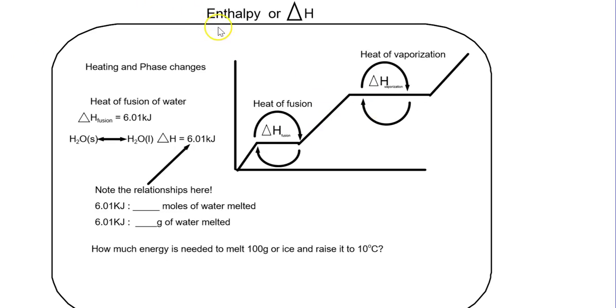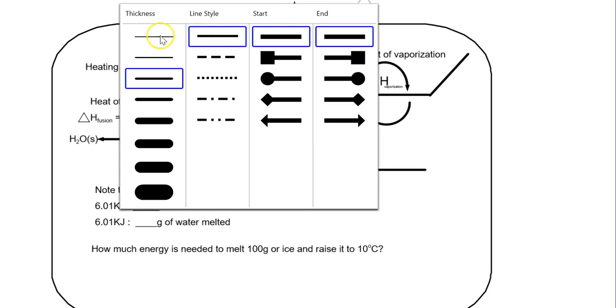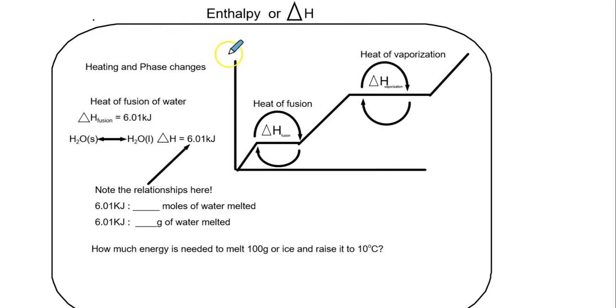What we're looking at describing is enthalpy, or delta H. We have already mentioned the word enthalpy, but we're going to look a little closer, see how it works, and get some examples of it. Obviously, enthalpy is kind of like heat change.